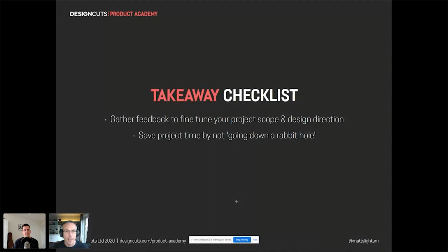Okay, here we go. So what's the takeaway? There's lots to say in this session. What is the takeaway checklist for this? Yet again, gathering feedback to fine tune your project scope and design direction. Gather that feedback, talk to people. It will help move your design work forwards. It will supercharge it. Talk to other people in the field who know what you're talking about.